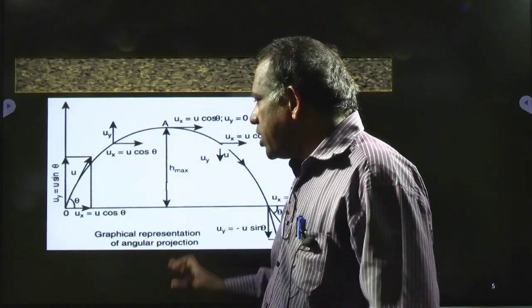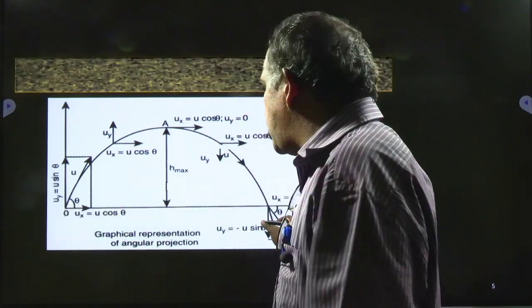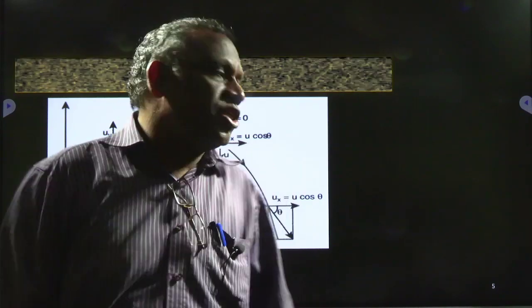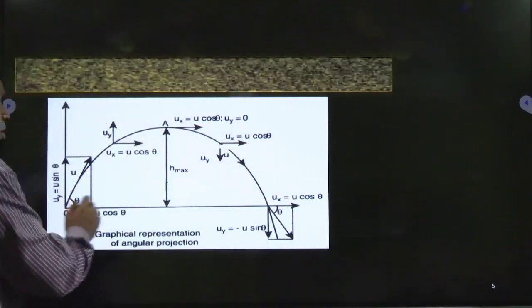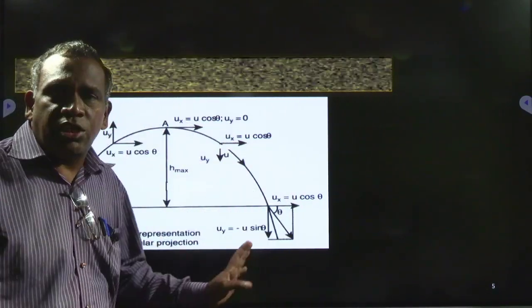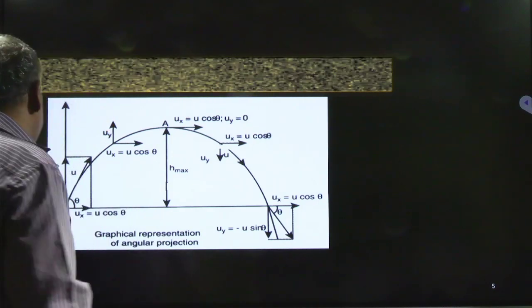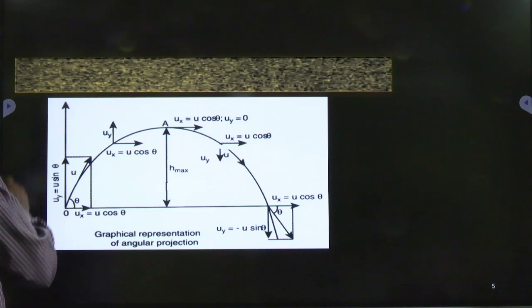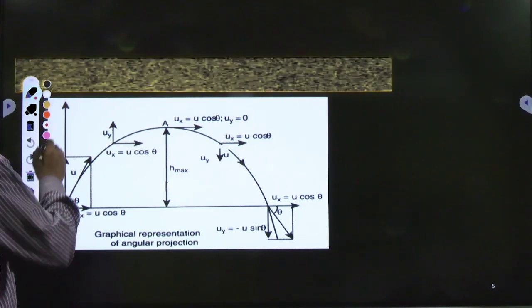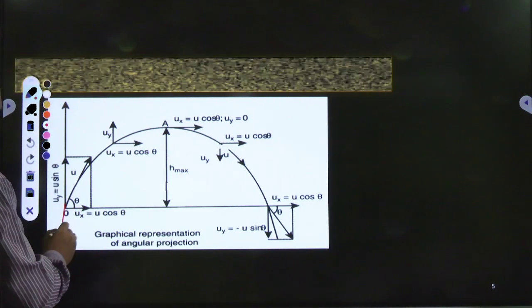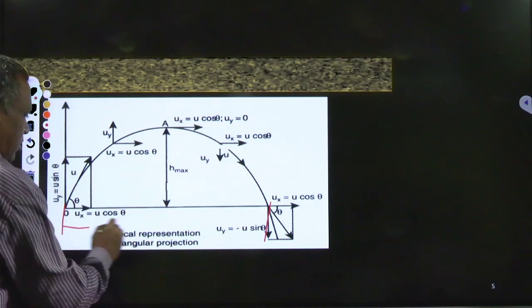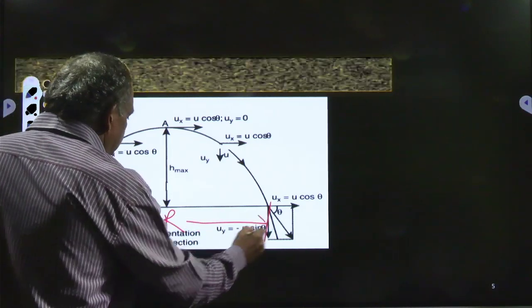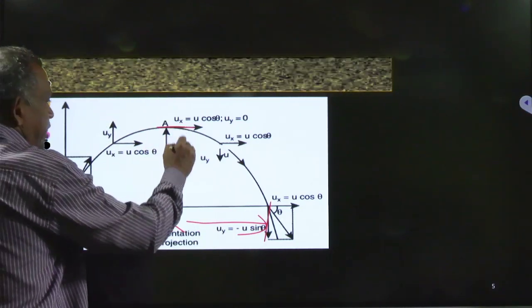See, this is the maximum height, and this will be the range, the horizontal range from the initial point to the final point. So from initial to final, that we will call the range. Some important definitions we observe here. This is called the range, from here to here. And this one is called the maximum height.